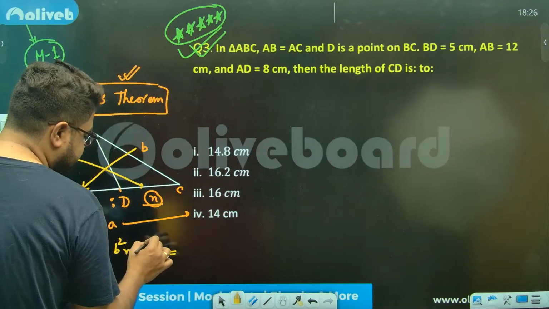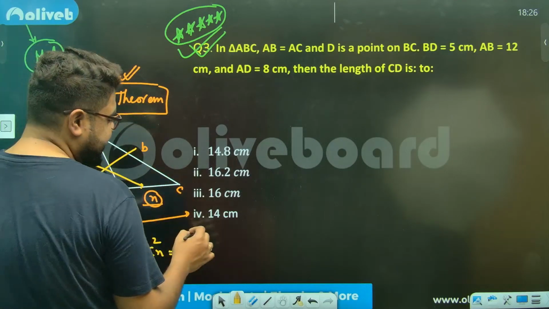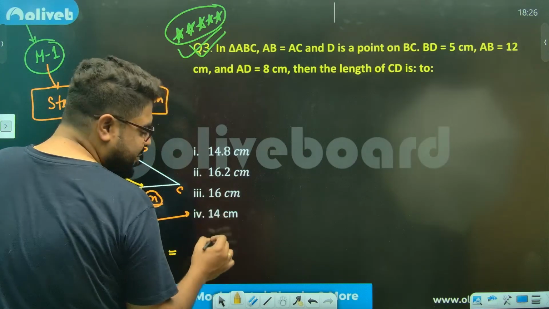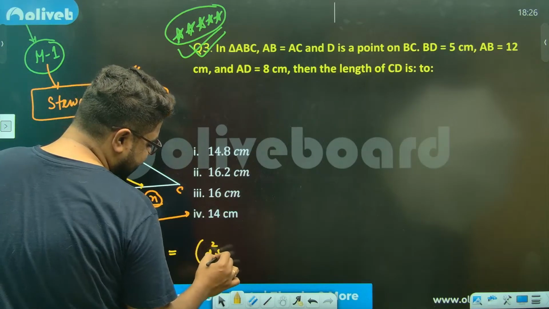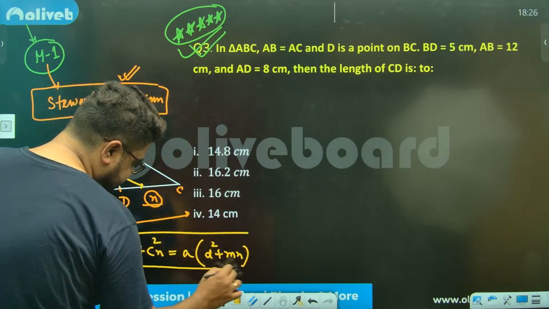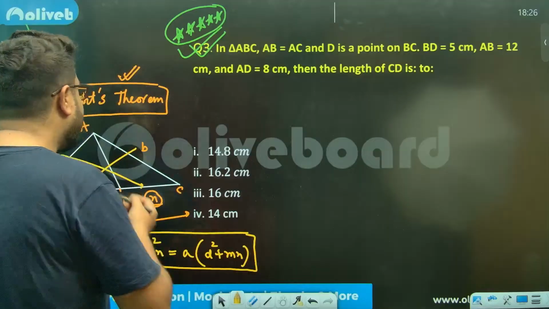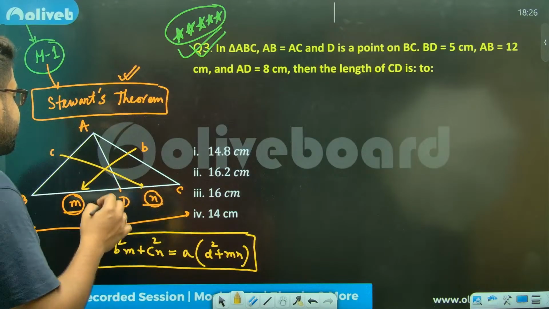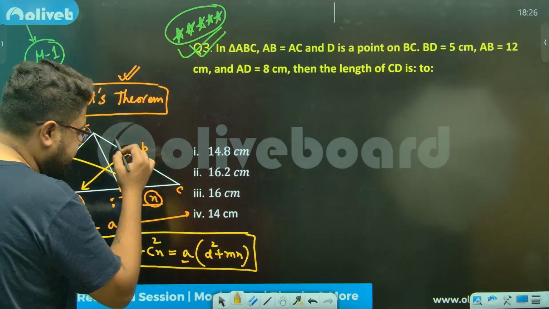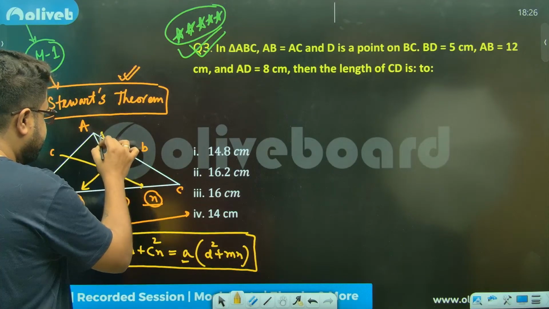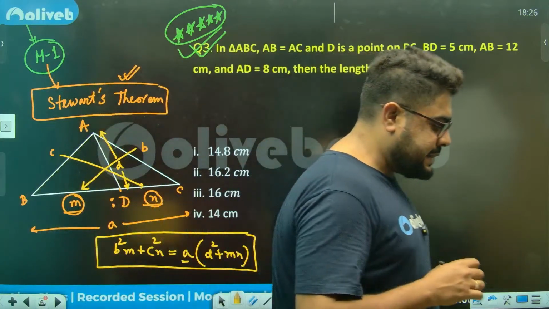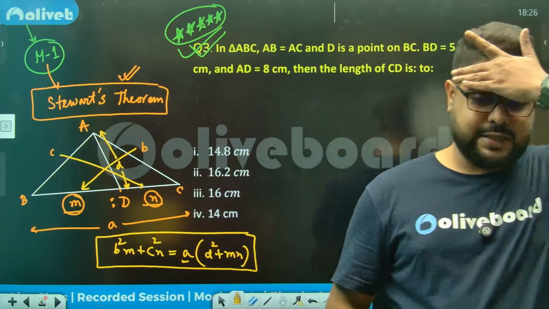It is B squared M plus C squared N is equal to, sir, here you will find D squared plus M into N, and this is A into. This is the statement of Stewart's theorem. Now, you'll say, sir, what is D? A I know, A is this length. M I know, N I know. I don't know D. D is this length, sir, D is the length of AD. This is the statement for Stewart's theorem.